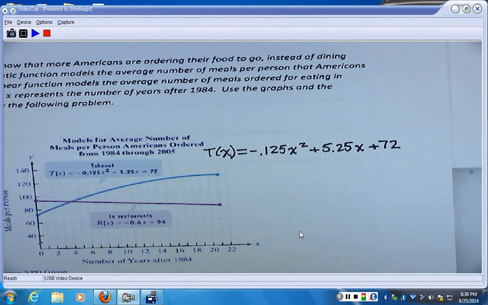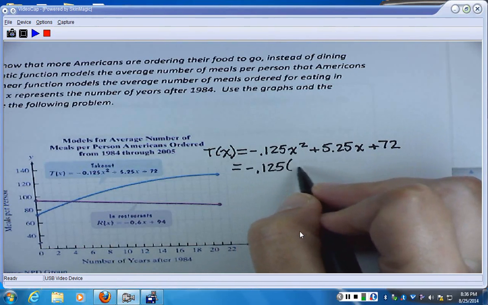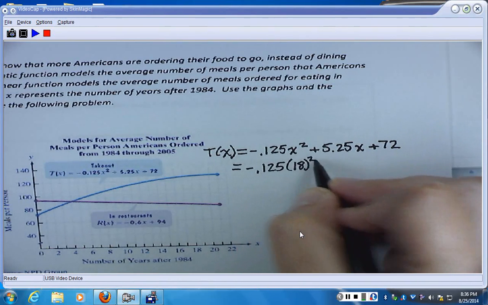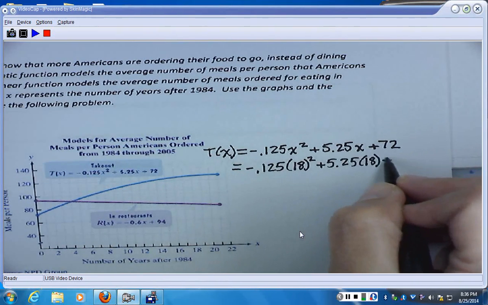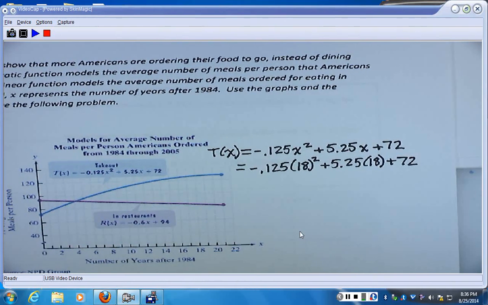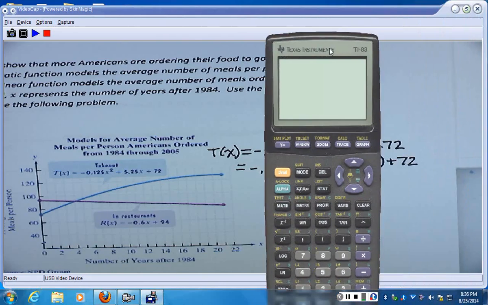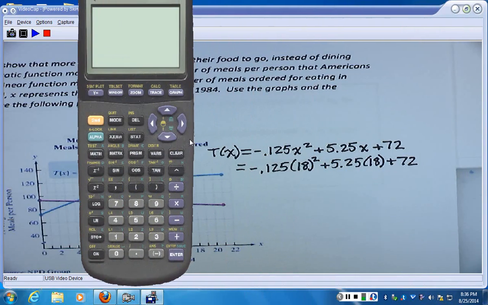So what is t of 18? This is where you're going to use your calculator to find this. We don't expect you to do it by hand, but it's negative 0.125, and everywhere we have an x, we're going to put an 18. So it said to use the equation in the first part. That's what I'm doing. So you're going to type that in your calculator. T of 18.